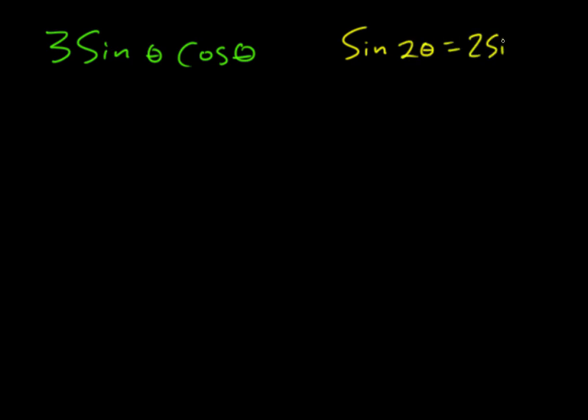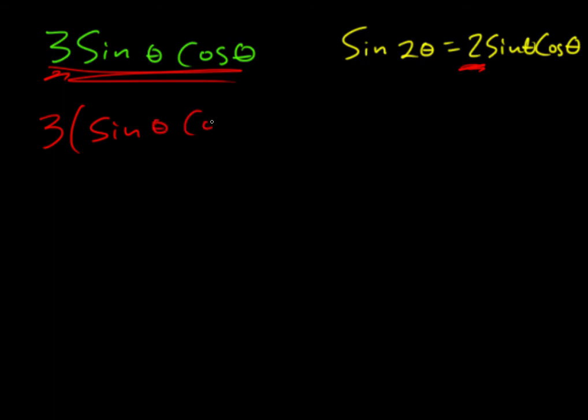Okay, so this one just wants us to simplify. Now, what we're looking for is something that looks like one of our double angle identities. So we have a double angle identity that looks like this. And this almost looks like that. It's just that 2 and that 3 are different. So what we're going to do, we're going to kind of separate it. And so we're going to ignore the 3 just for a second.